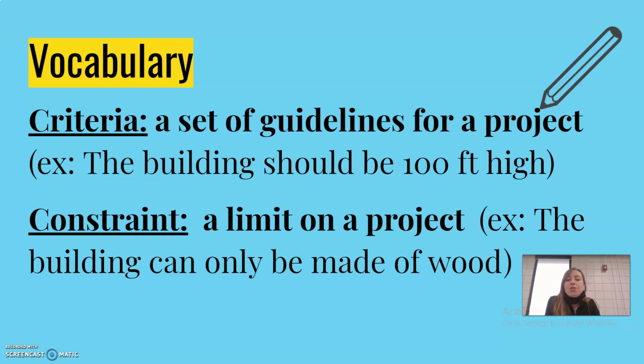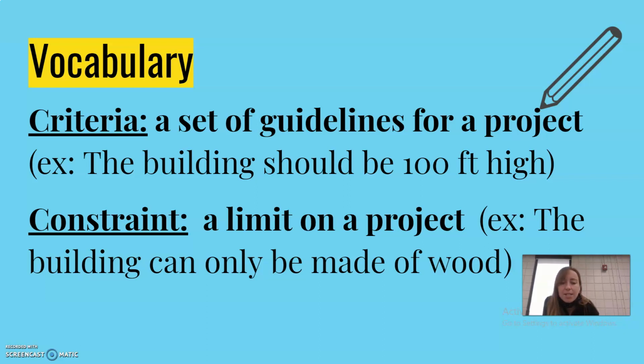All right, 2 more vocab words today. First is criteria. This is a set of guidelines for a project. For example, the building should be 100 feet high. That's one of the goals for a building project, for example. And then constraints are the limits on a project. For example, the building can only be made of wood.